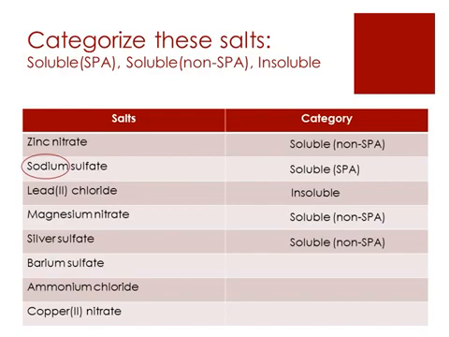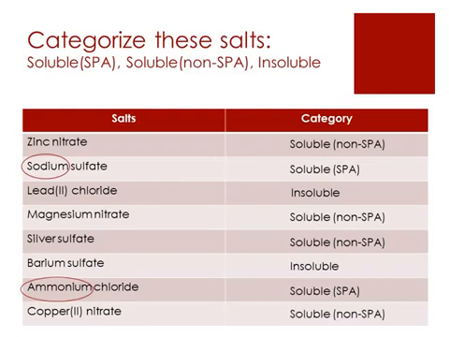Silver sulfate is also a soluble non-SPAR salt. Barium sulfate is an insoluble salt. Ammonium chloride, from the word ammonium, we can categorize it as a soluble SPAR salt. And lastly, copper(II) nitrate is a soluble non-SPAR salt.